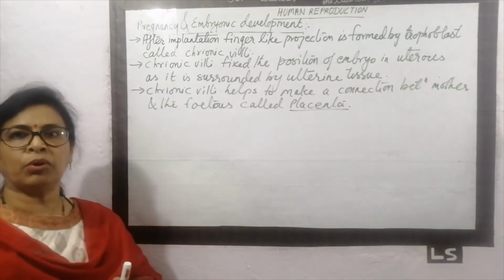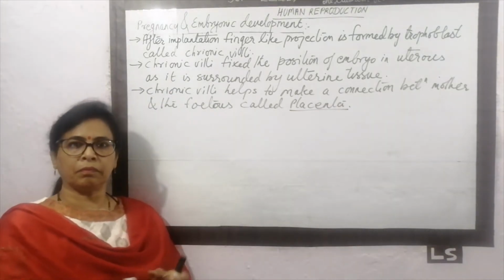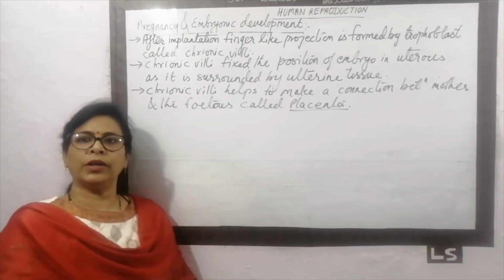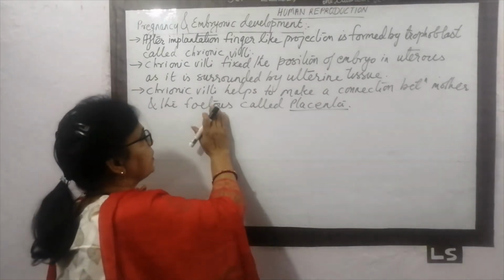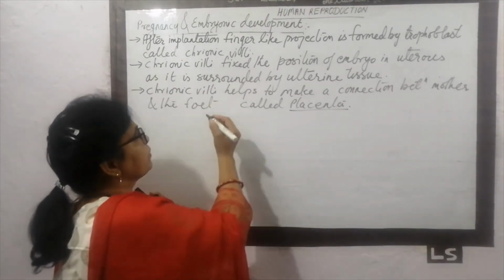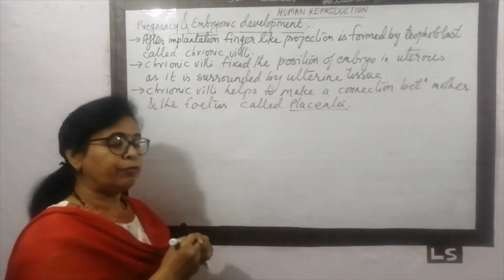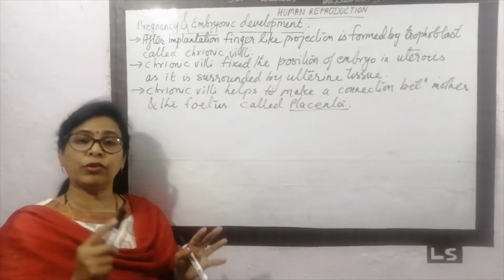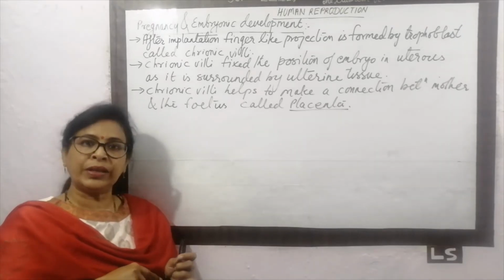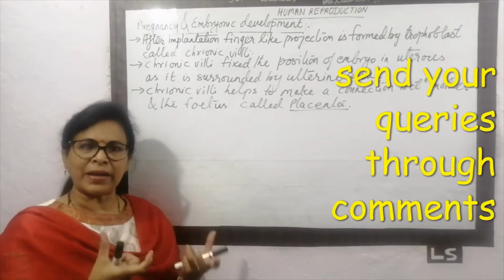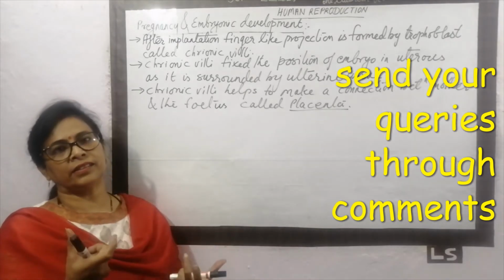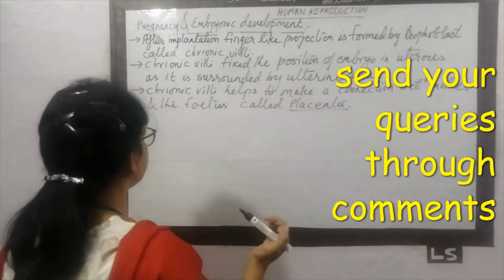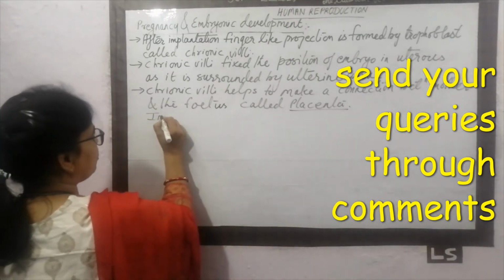Placenta is very much important because this is the tube through which the fetus gets the nutrients from the mother's body, and this part, the placenta, also helps to remove the waste of the fetus's body. So it acts as a nutrient passage as well as the excretory passage. So that is the importance of placenta. Let's see what is the importance of placenta.